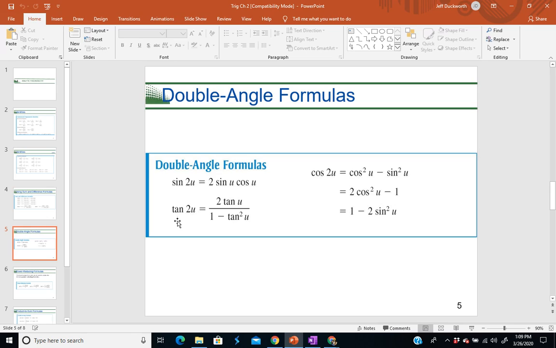So the tangent of 2x is the bottom left one here, and that is how we're going to change it. So we'll change tangent of 2x to 2 tangent of x over 1 minus tangent squared of x. That will be our first step.